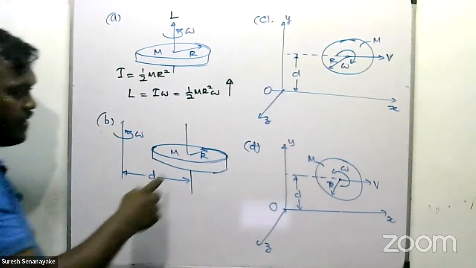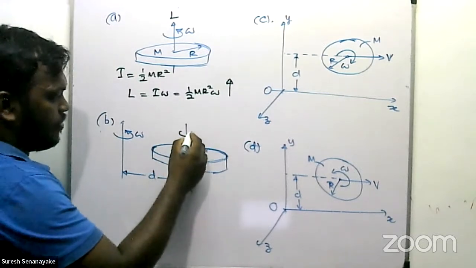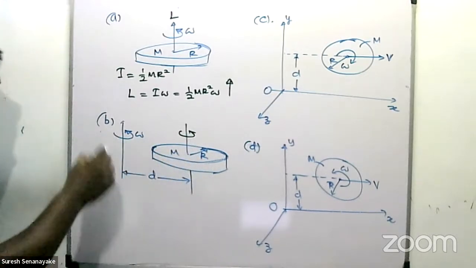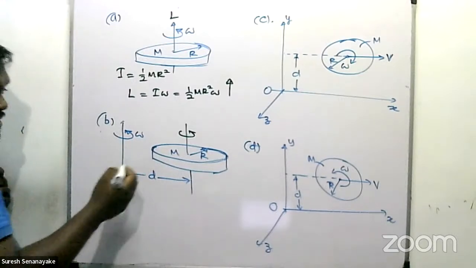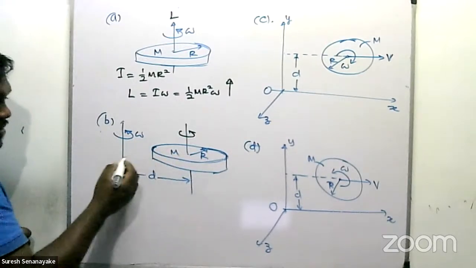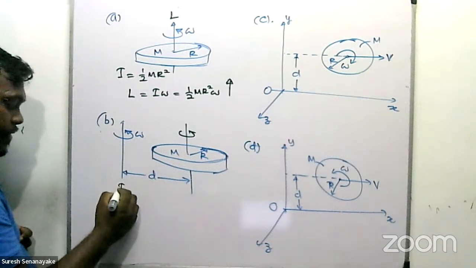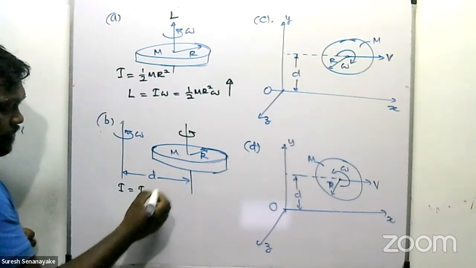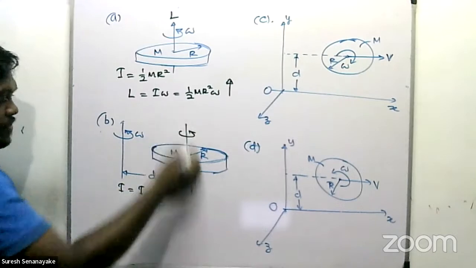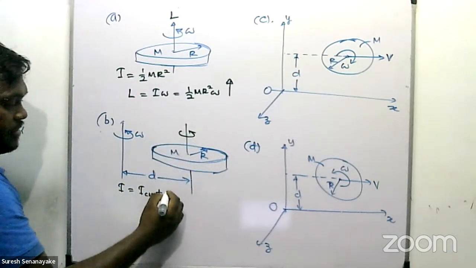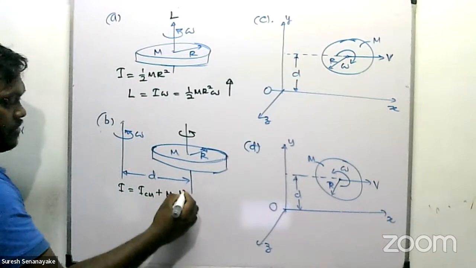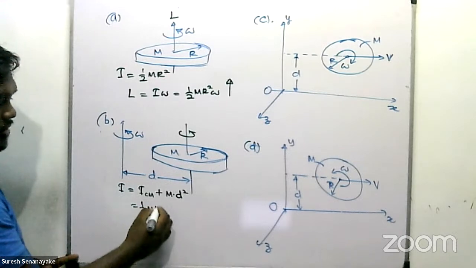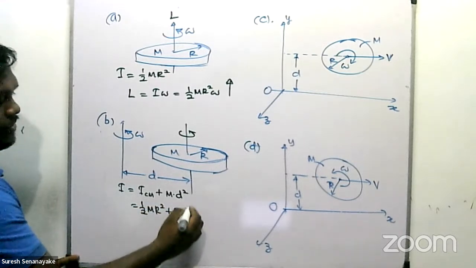Here, you know the moment of inertia about this axis is half m r square, but we are considering the angular momentum about this other axis. Now we need the moment of inertia about this axis. It is equal to the moment of inertia about the parallel axis passing through the center of mass, plus the mass multiplied by the square of the distance between them. That is half m r square plus m d square.